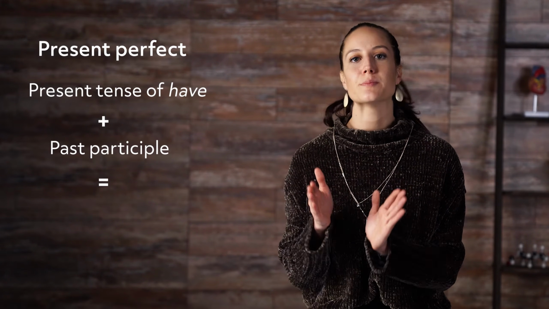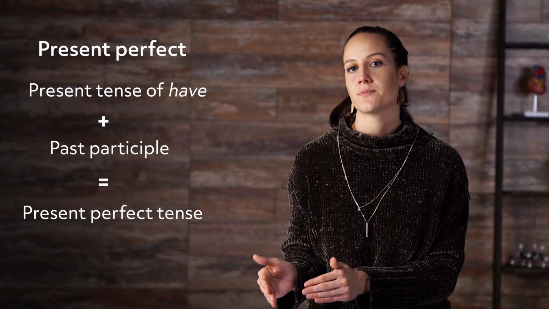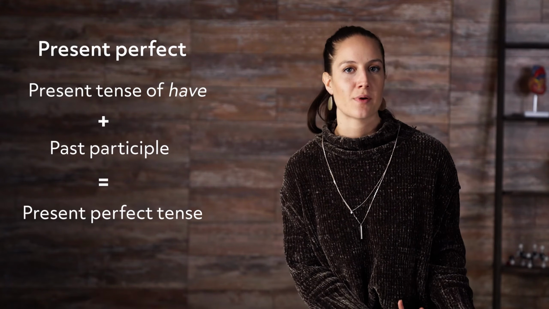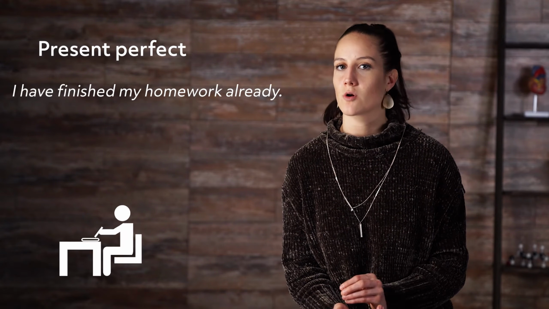Let's start by talking about present perfect verbs. The present perfect tense expresses an action that began in the past and is now completed in the present. Take a look at this equation. Present tense of have plus past participle equals present perfect tense. We can put those elements into practice in the following sentence. I have finished my homework already.